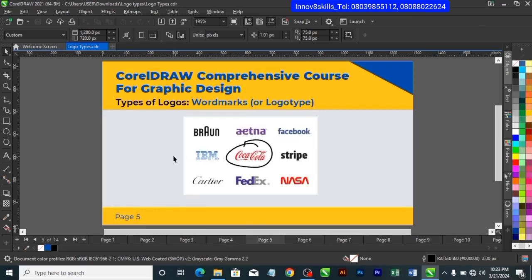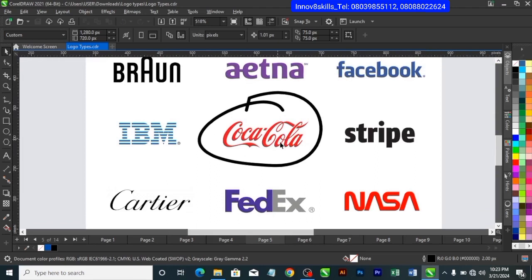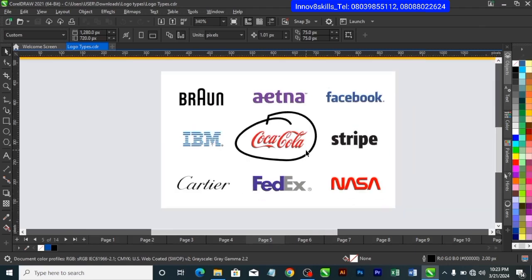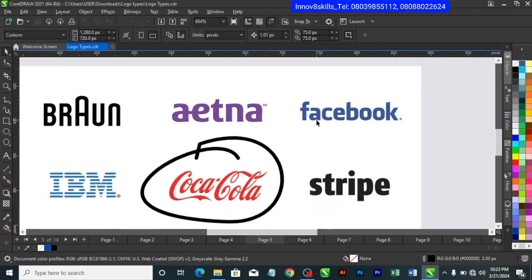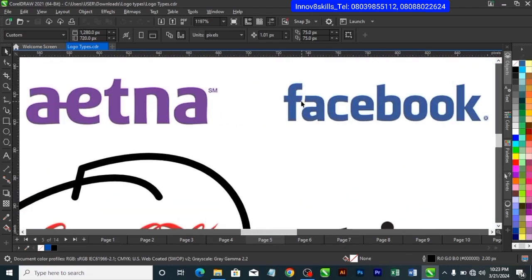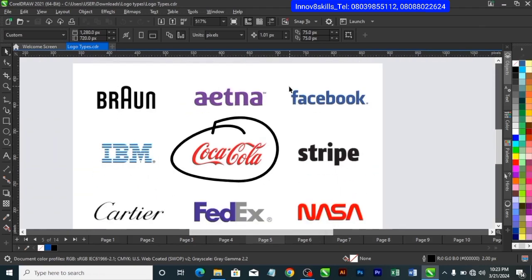Just like this Coca-Cola, you can see the way it appears. You can see this typeface is unique. You can see this one as well. Most of these are like that. I don't want to mention this one because we all know that Facebook has another icon, the F.